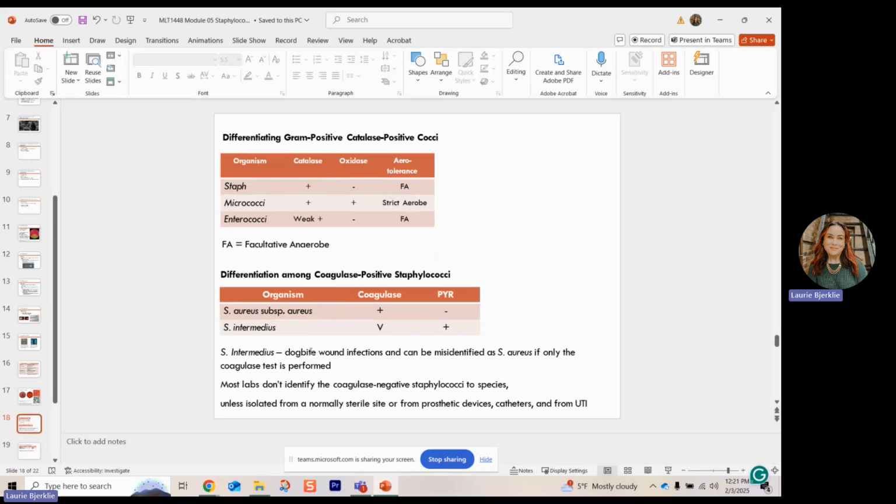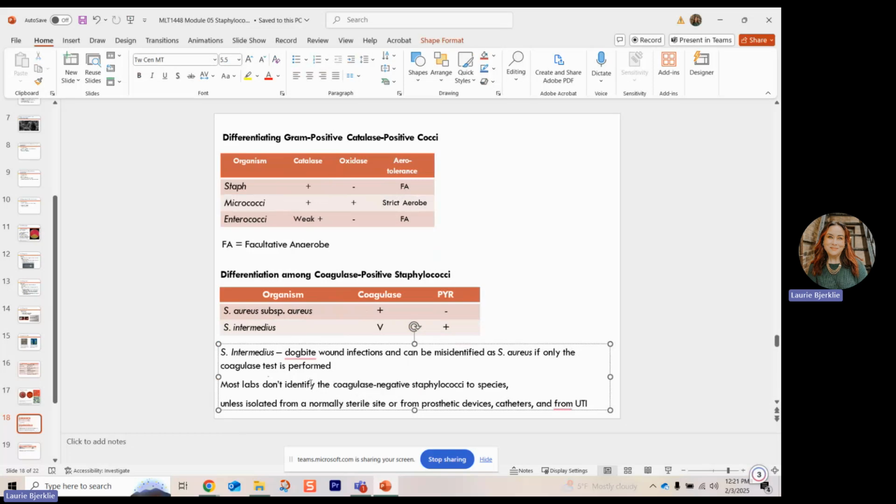And then again, I have it listed here, Staph intermedius, dog bite wound infections. But it does talk further here. Most labs don't identify the coagulase negative Staph to species unless it's coming from a prosthetic device, a catheter, or from a UTI, because then you're getting into Staph epidermidis, Staph saprophyticus, Staph lugdunensis, hominis, hemolyticus, all those other ones.